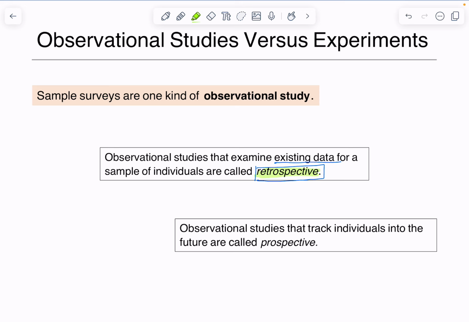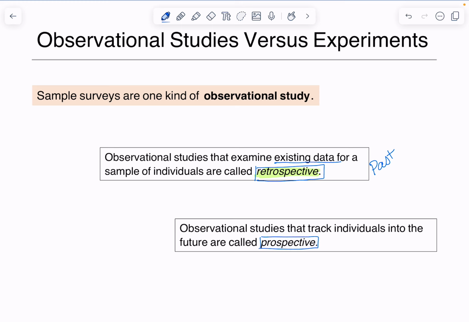Okay, already happened. Observational studies that track individuals into the future, so you're following somebody along, that's called prospective. That's called a prospective study. So this is when they do those studies about kids as they grow and how something might affect their reading skills, from first grade to second grade to third grade. So as you're watching things happen, that is called prospective. Okay. Happens in the future.